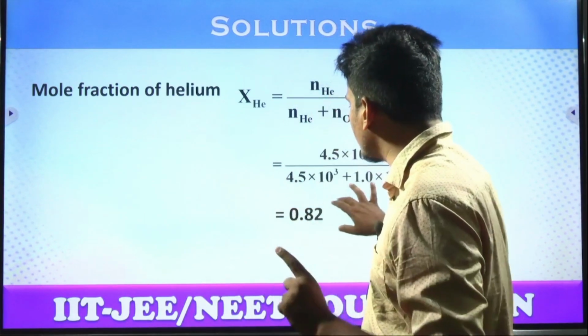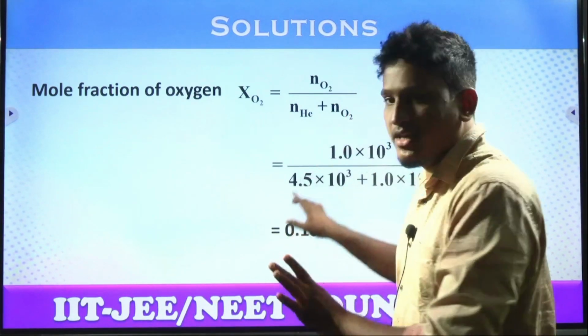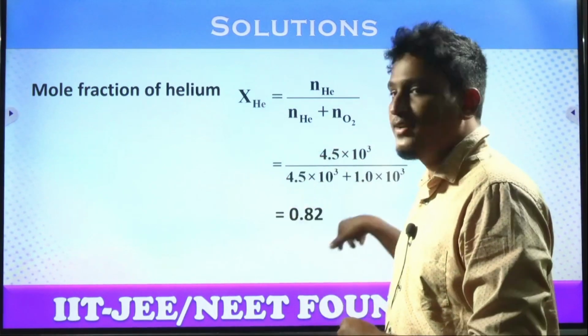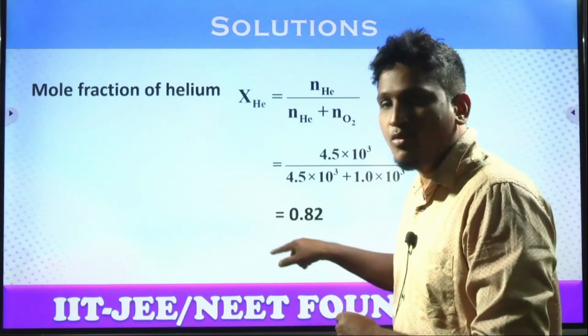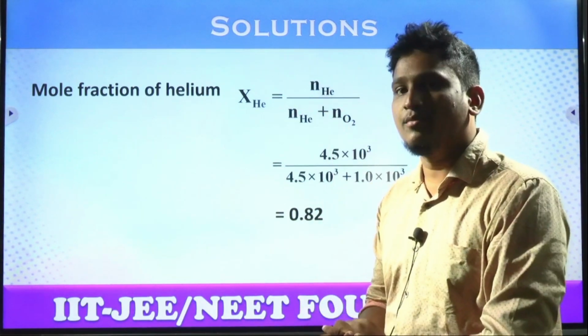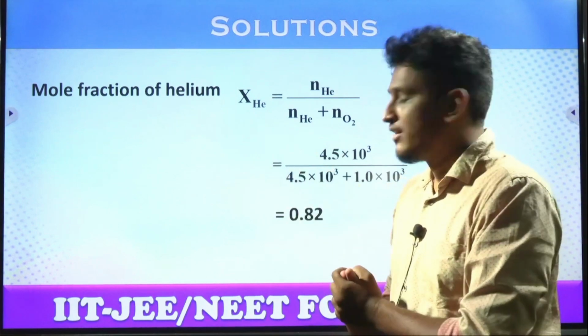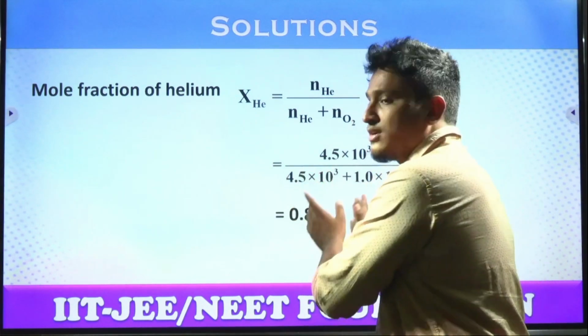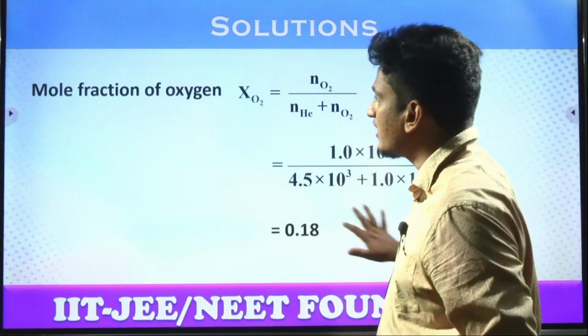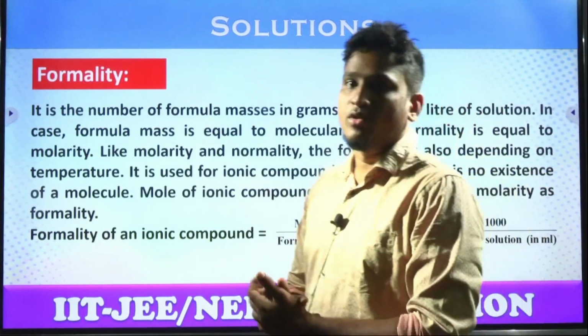And one more thing, students: if you feel this is a complicated expression and it is taking some time, then if you have already found the mole fraction of helium, simply take 1 minus that mole fraction of helium, and you get the mole fraction of oxygen. That way we can find the mole fraction of the other component. Why? Because if the mole fraction of one component is this, the other component is 1 minus that. That's how simply we can solve mole fraction numericals.